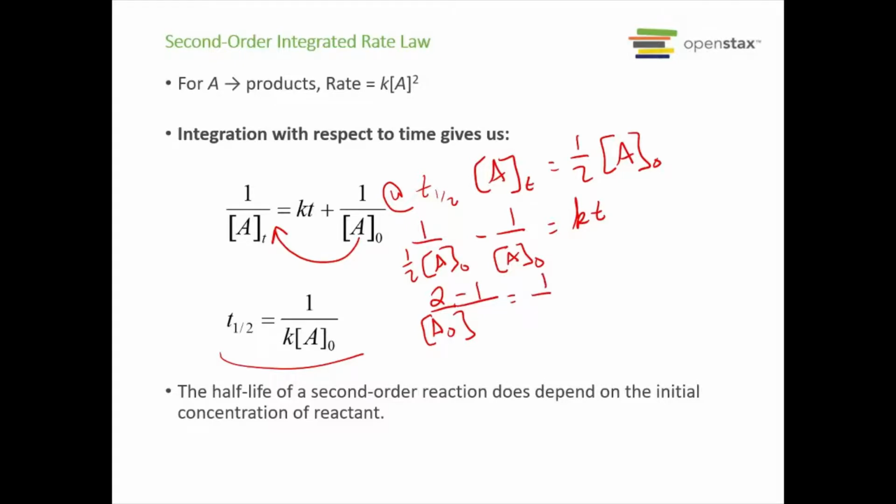So that's now 1 over A naught is equal to k t 1/2. So then t 1/2 is equal to 1 over k times A naught. Okay, we divided both sides by k. So now you can see how we got that equation. Now notice for this half-life that the second order reaction does depend on the initial concentration of reactant.